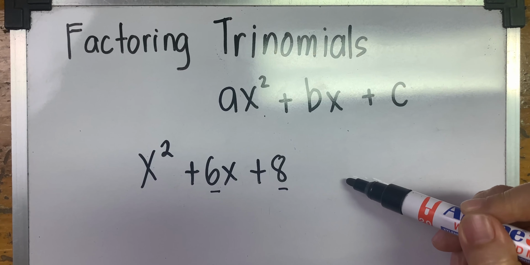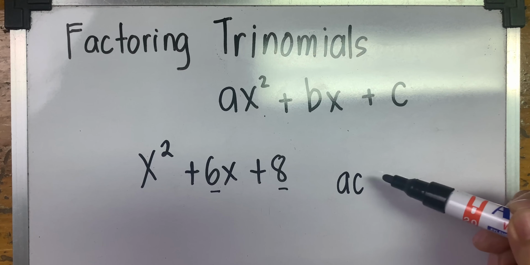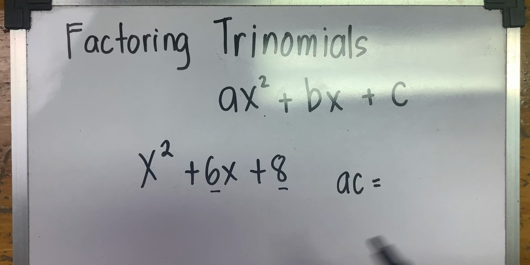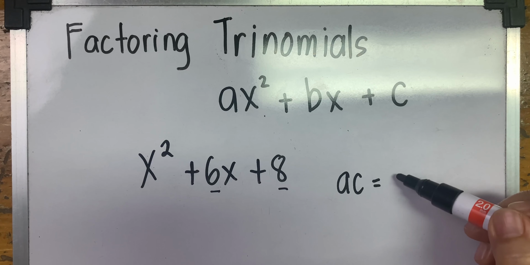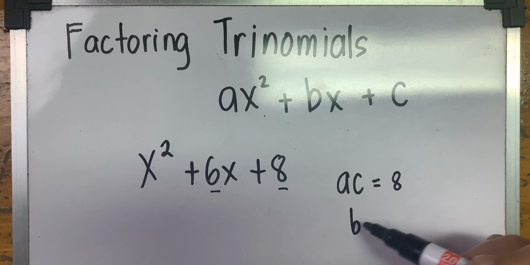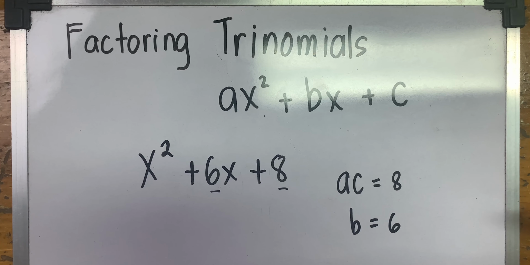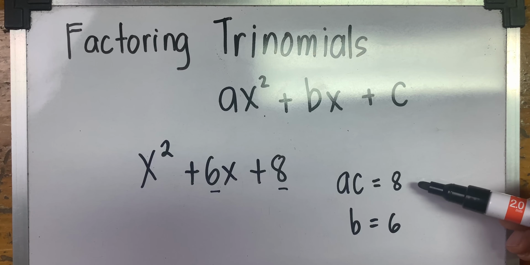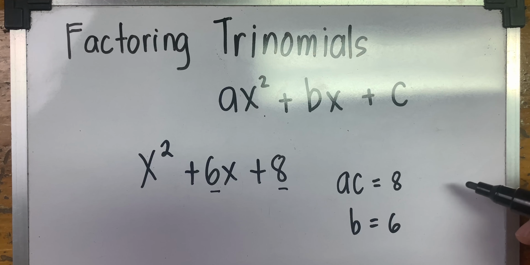First, we have to find the product of A and C. In this case, 1 times 8 will give us 8, and our B is equal to positive 6. In factoring trinomials, we have to find two numbers whose product is equal to 8. So, let's find the factors of 8. That will be 1 times 8 and 2 times 4.